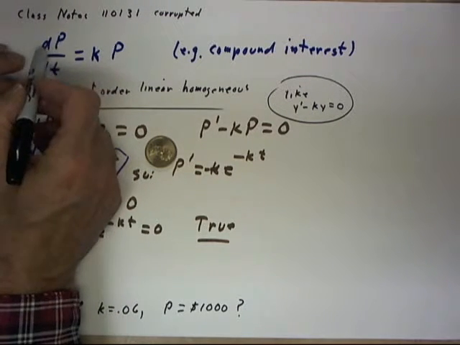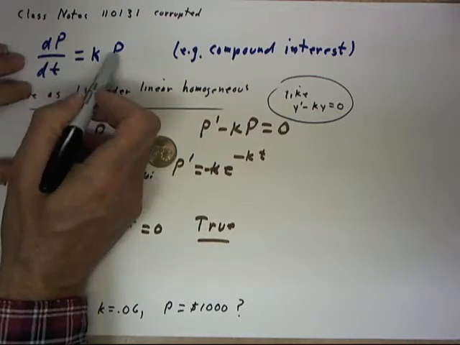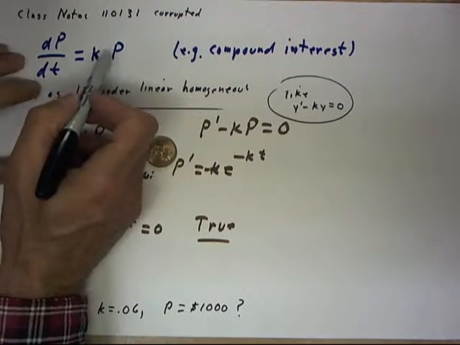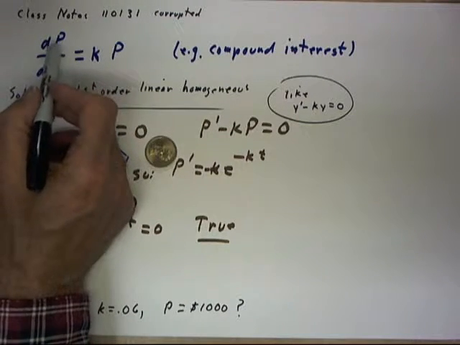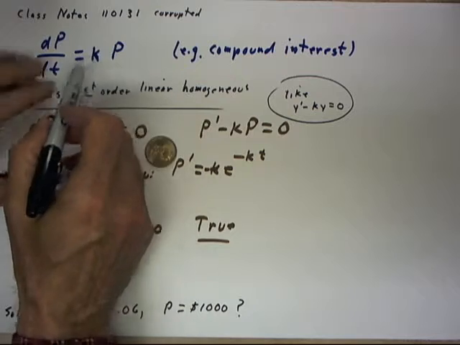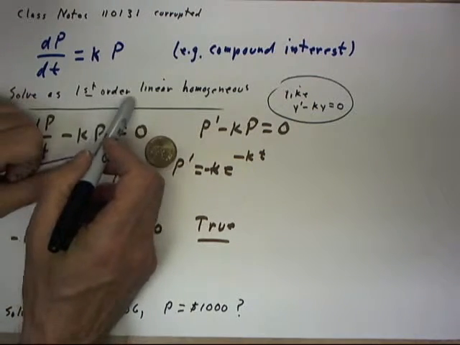We consider the equation dP/dt equals kP, where capital P is not to be confused with the little p function we used in solving first-order linear equations. The little p function was the coefficient of your y function.